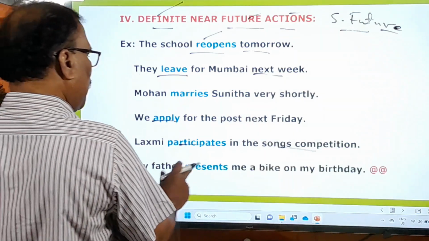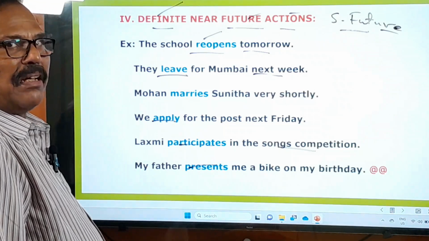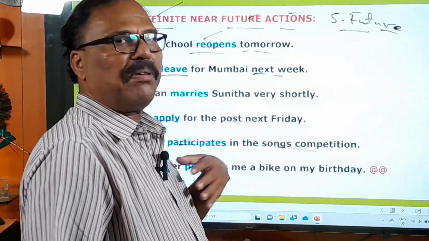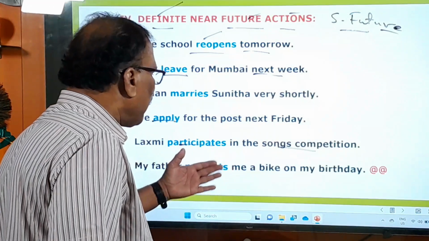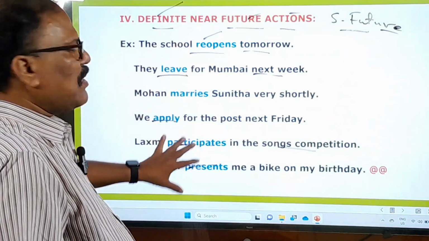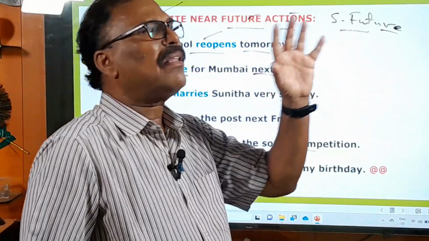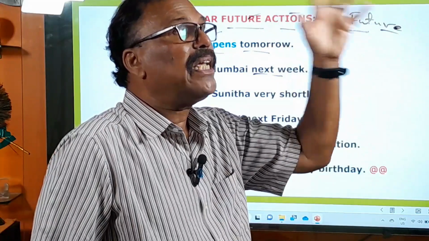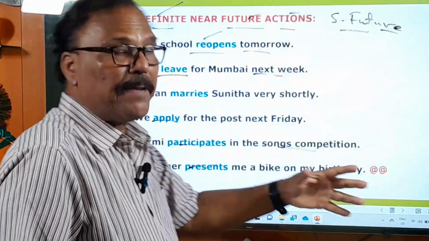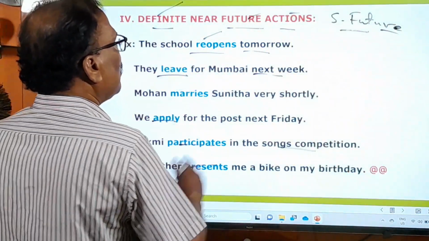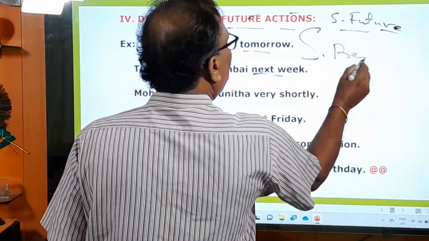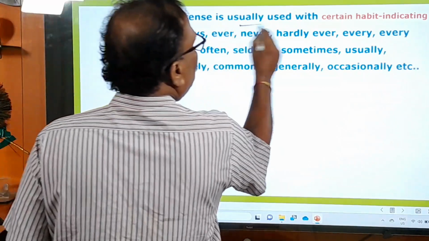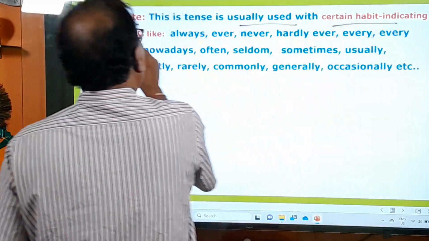And my father presents me a bike on my birthday. He's going to present me a bike on my birthday. It is going to happen definitely. So all these actions are going to happen in the future definitely. All such definite near future actions must be expressed only in the simple present. Okay. So one important note is that this tense is usually used with certain habit indicating words.